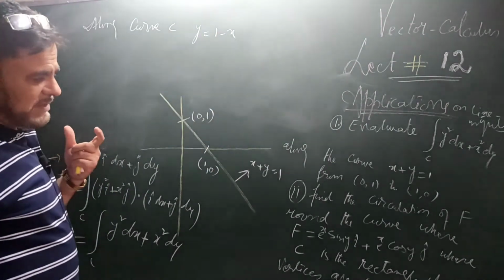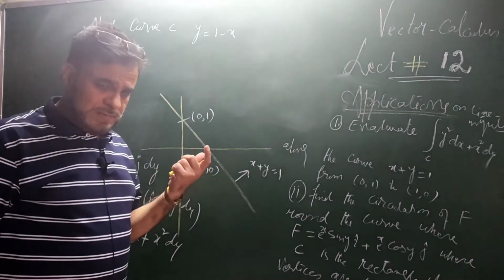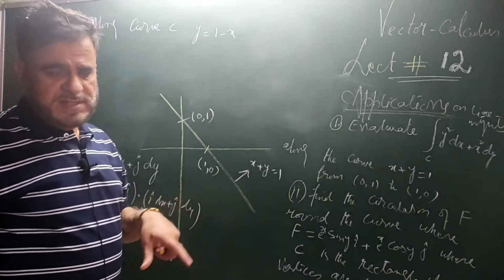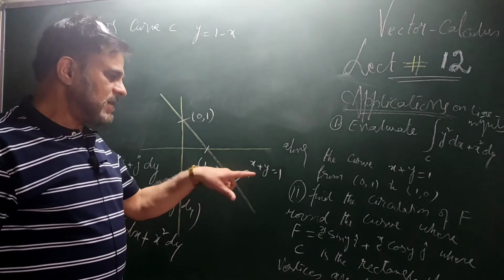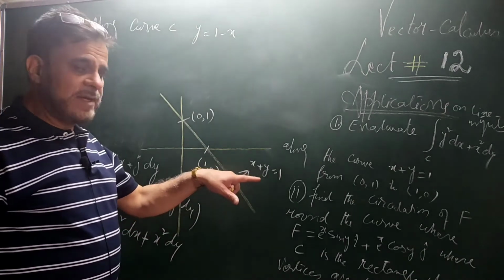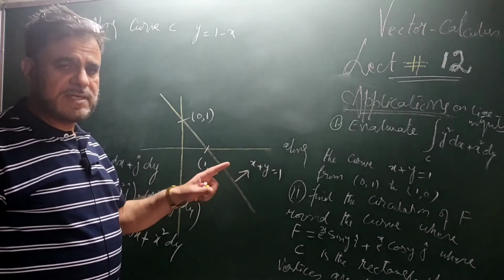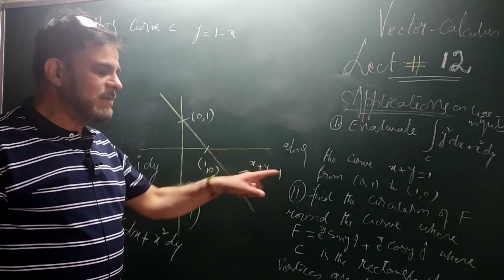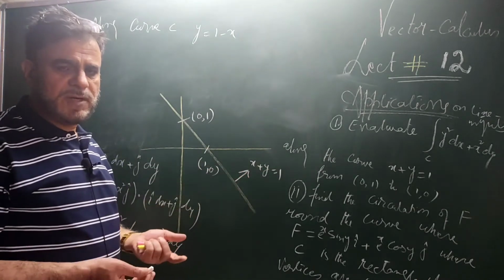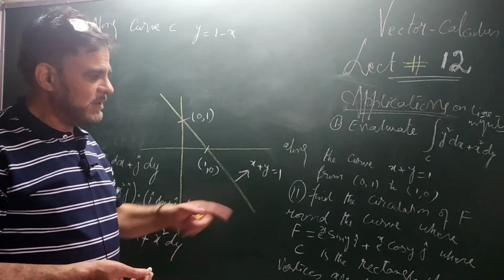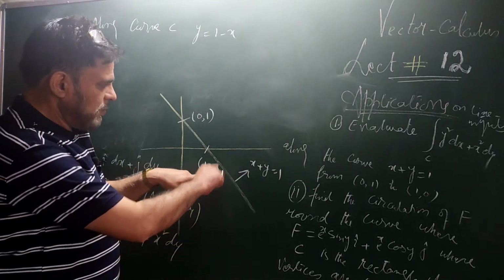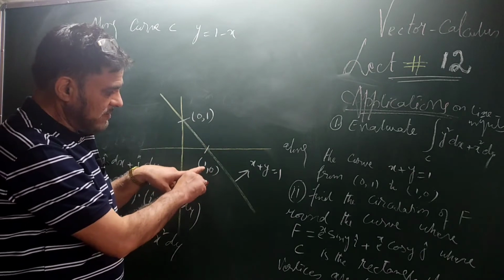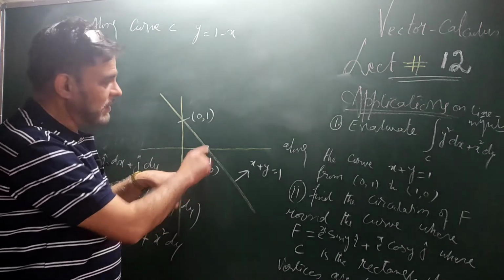You can in fact evaluate it in terms of x or in terms of y. It is immaterial. If you evaluate in terms of x, then you replace y by 1 minus x. If you want to evaluate it in terms of y, then you replace x by 1 minus y. Naturally for y you will get the limit 0 to 1, and for x it is from x equal to 1 to 0.